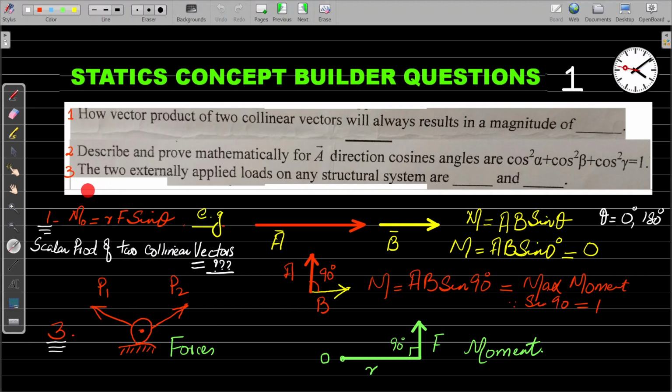The third question he asks is: the two externally applied loads on any structural system are dash and dash. Always remember in statics that two externally applied loads can be, for example, if we have a structure with a 2D coplanar concurrent force system, forces. One of the externally applied loads on any structural system is forces, and the other is, if we have a point O and a force acting over here with moment arm R, moments. So one answer is forces and the other answer is moments.